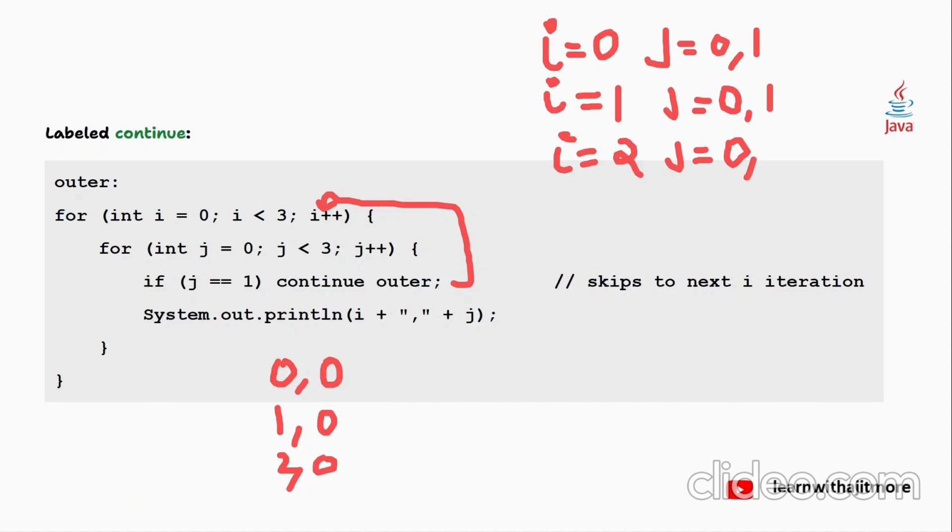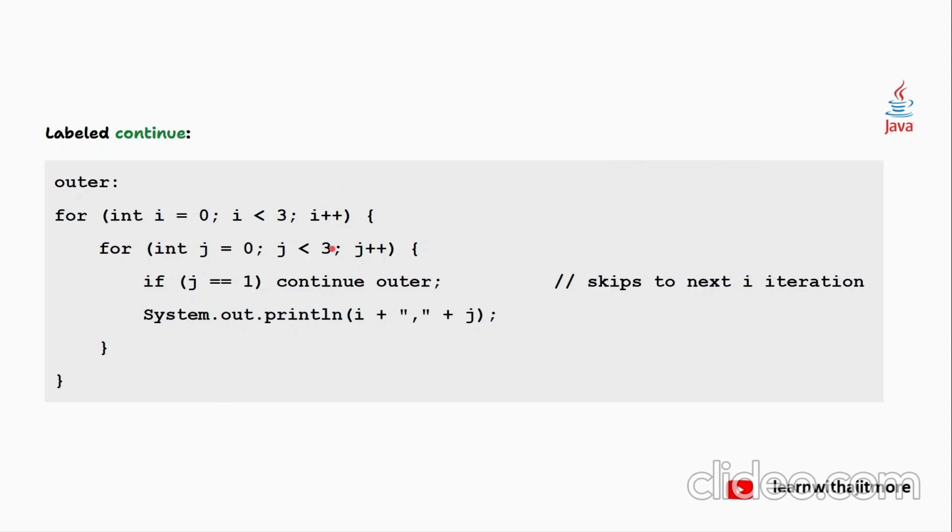Okay, and then j becomes 1. 1 is less than 3, but 1 is equal to 1. As 1 is equal to 1, continue outer. Directly here, and i becomes 3. But now i has also become 3, so the outer loop will also fail. Is 3 less than 3? No, the outer loop stops. So which combinations did it print? 0 0, 1 0 and 2 0, because afterwards when j is 1, this condition becomes true and it directly goes to increment i. Okay, guys?